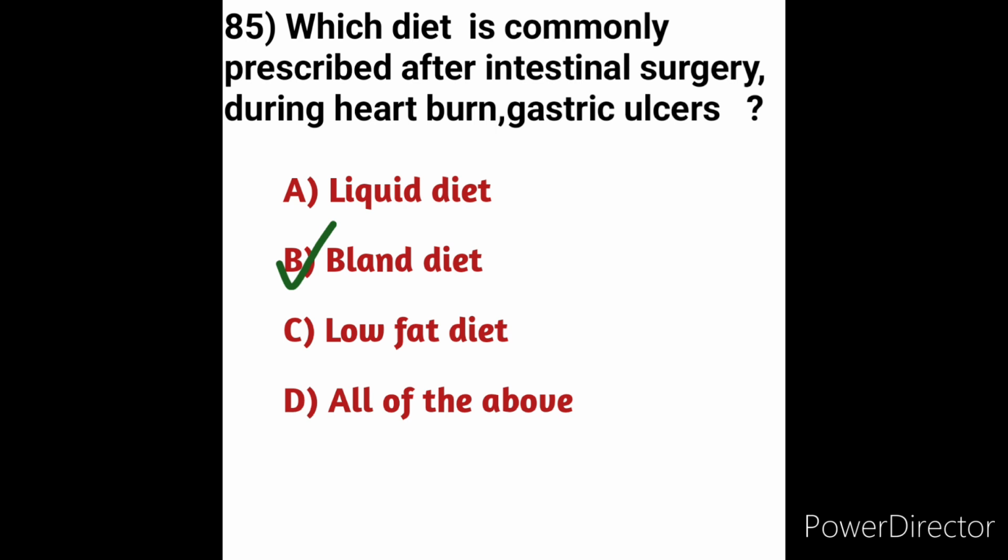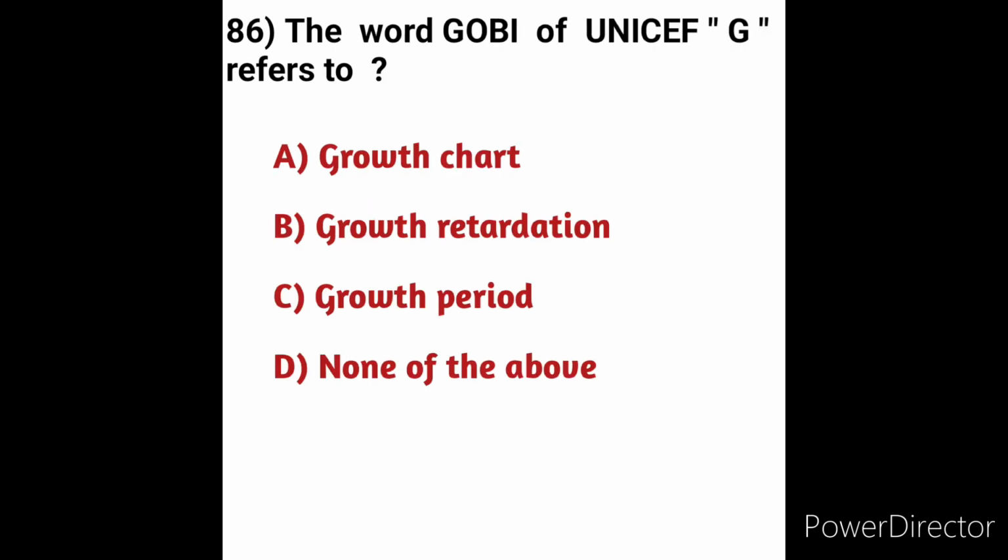Next we will move on to question number 86. In the word GOBI, G-O-B-I, of UNICEF, G refers to what? What is UNICEF? United Nations International Children's Emergency Fund. What is GOBI? In GOBI, G means, we will see the options here.